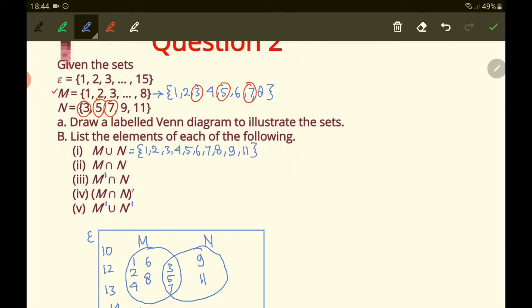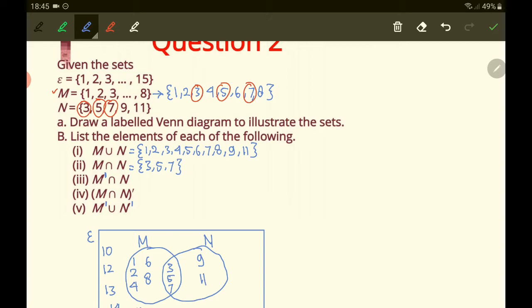So done. This is M union N. Okay, so now M intersect with N, so we try to find the common element. So we already list down, yes, this is 3, 5, and 7, something in the middle between M and N. So we just need to write 3, 5, and 7. Okay, done. And then now M complement intersect N.